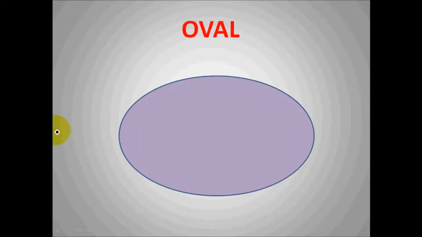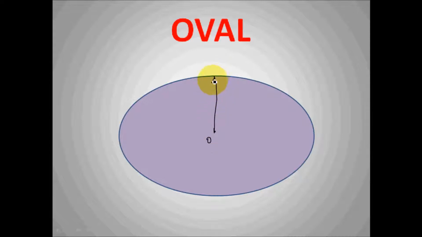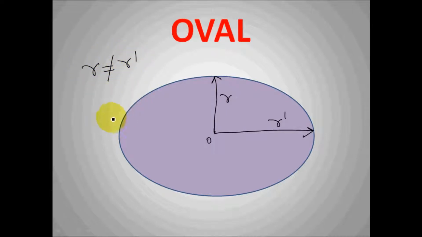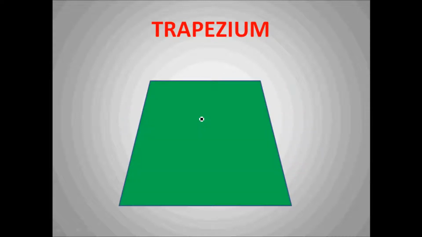Next, take it to be oval. Oval, again we'll take the center to be O, and let's take the vertical radius to be R, and let's take the horizontal radius to be R dash. So here R is not equal to R dash, and so at different points this particular figure will have different radius. So this is called oval.